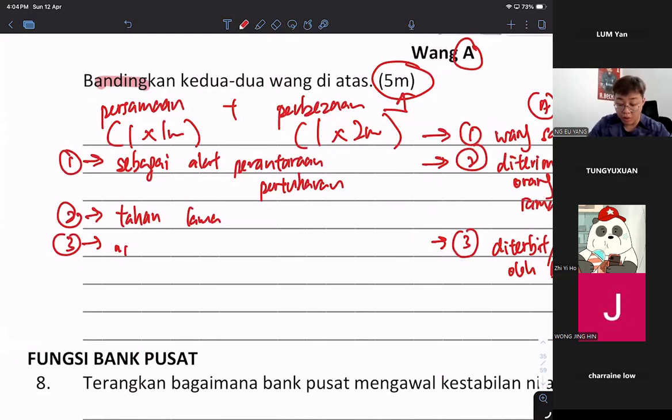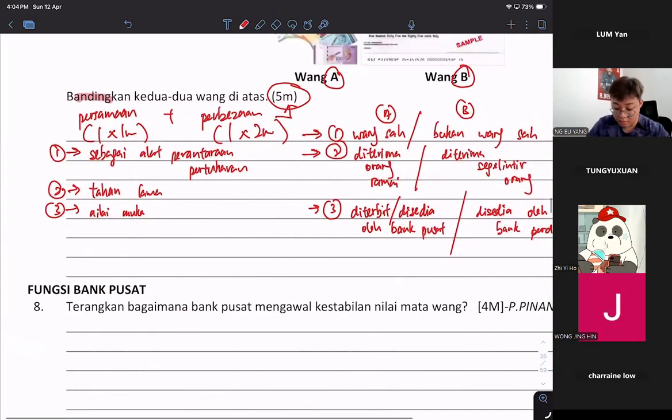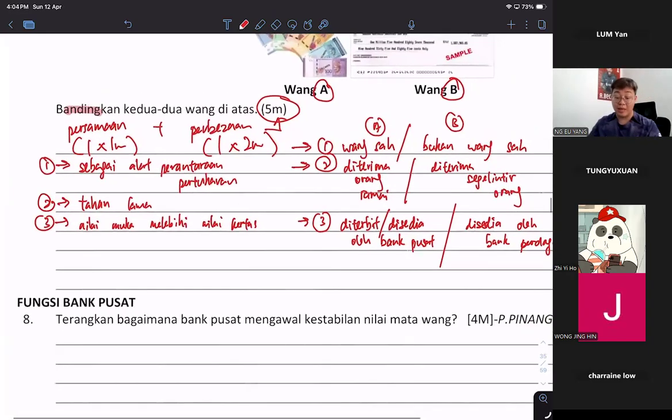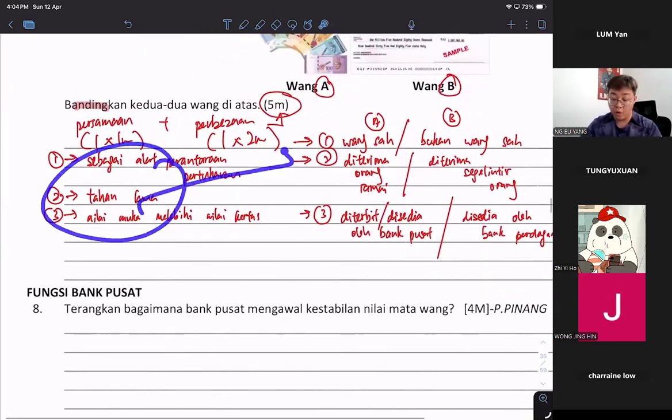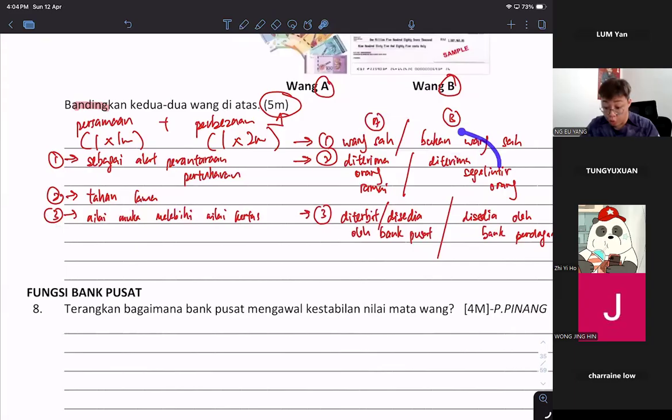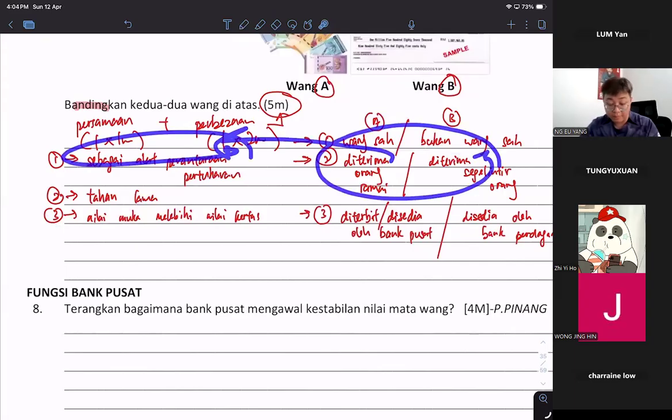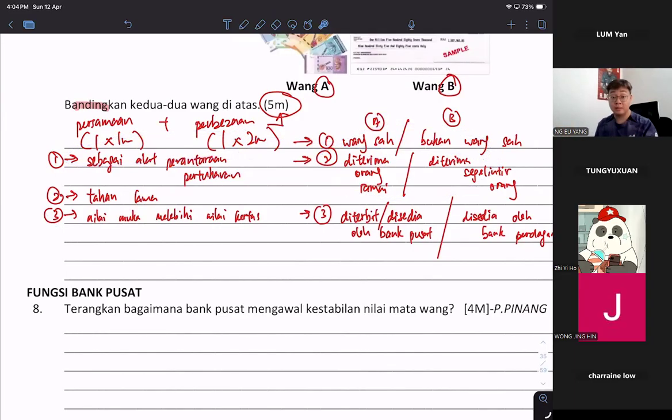Okay, so similar to your wang tanda explanation. So nilai muka kedua-dua wang akan melebihi nilai sebenar or nilai kertas. So that's 3 persamaan. So guys, either 3 persamaan with your 1 perbezaan, or 2 perbezaan with your 1 persamaan. Up to your choice, guys.